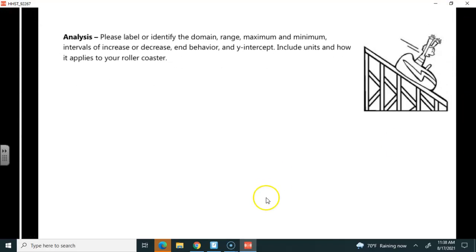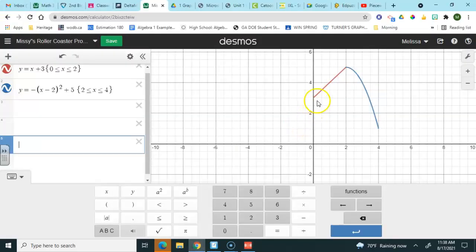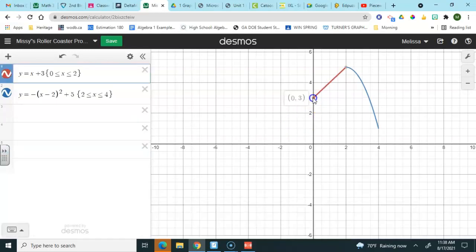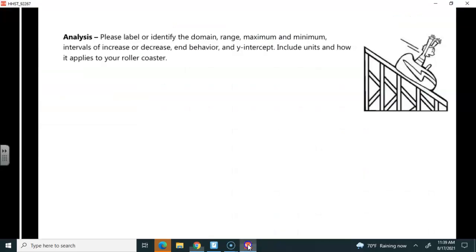So you may say something like this. My roller coaster starts at 0, 3. That is my y-intercept and the beginning of the roller coaster. It increases from 0 to 2. Remember, we use x values there. And that is the first hill of the roller coaster. And then from 2 to 4, it is decreasing as I go down the hill. And then you would continue to talk about that. So that's what we're expecting here. We're not expecting you just to label it, but we want you to tell us how it applies to your roller coaster.